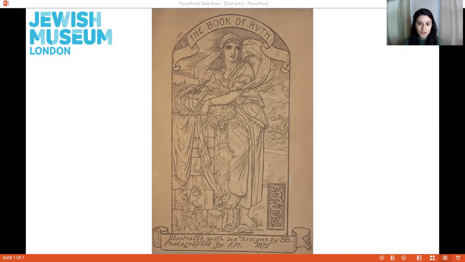In this particular object, we can see strong influences from all of the themes previously mentioned. We can see the strong influence of nature as an inspiration here. We can see that Ruth has been drawn with grain that she has collected, probably because much of the Book of Ruth happens during the harvest, and it is a very important part of the story.